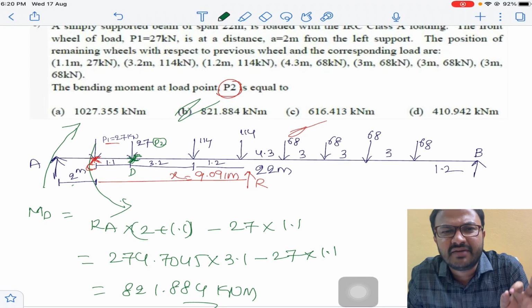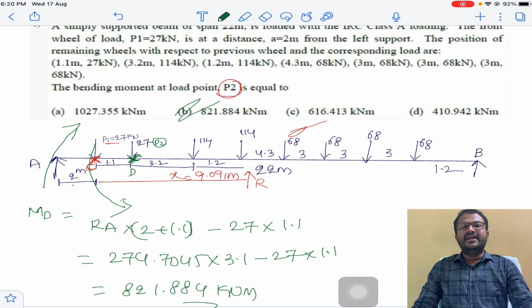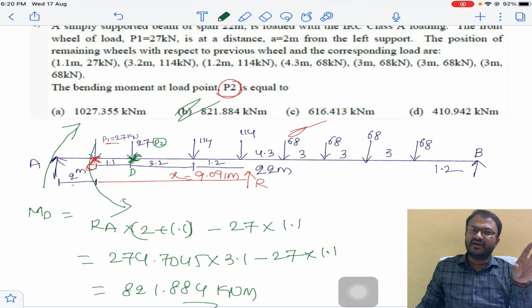Okay, so if you get this type of question, it is very easy to solve. Don't be afraid by staring at the diagram. It is a very simple problem. According to the load he has given as P1, which is at a distance of 2 meters from the left support, all the remaining loads will be arranged based on that. Clear?